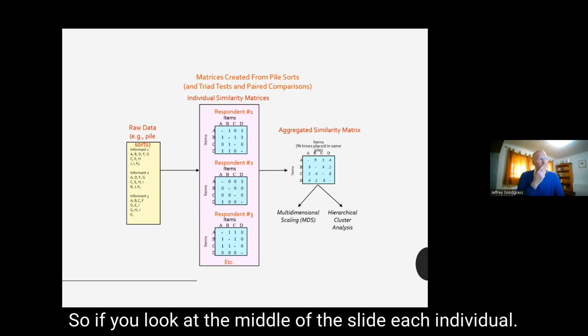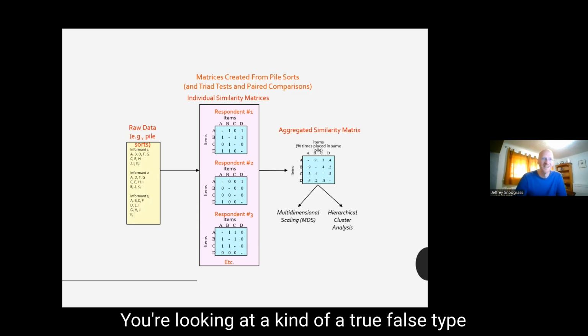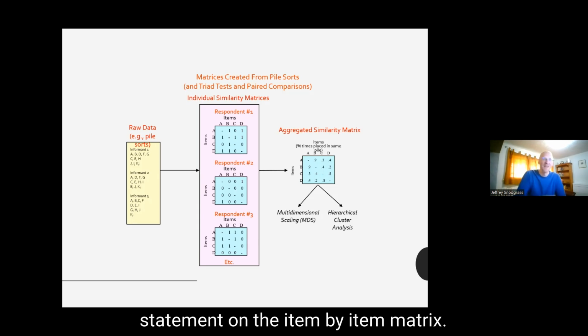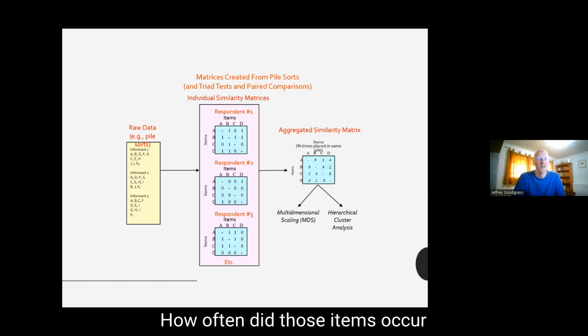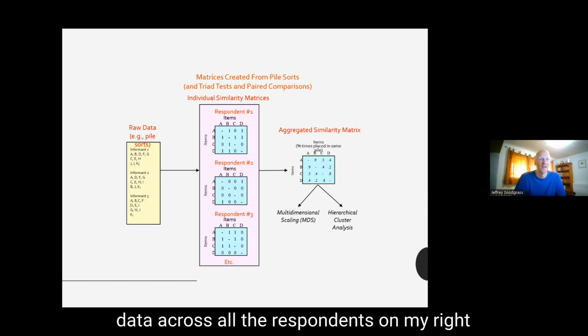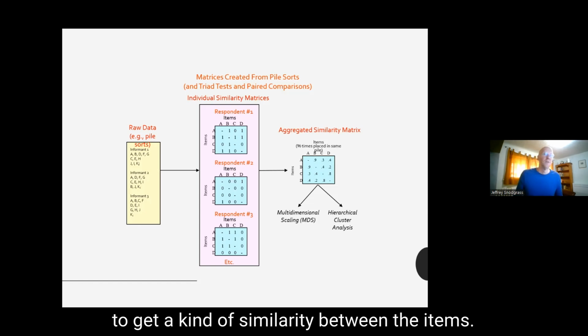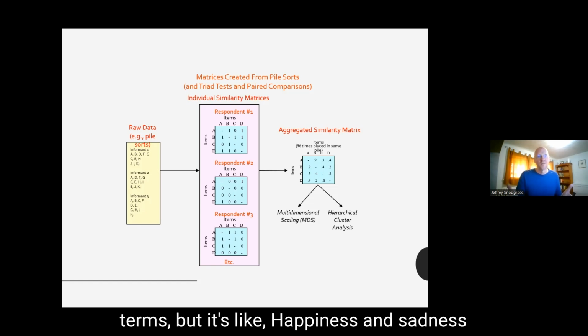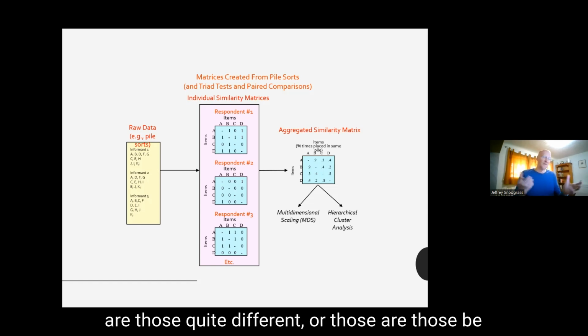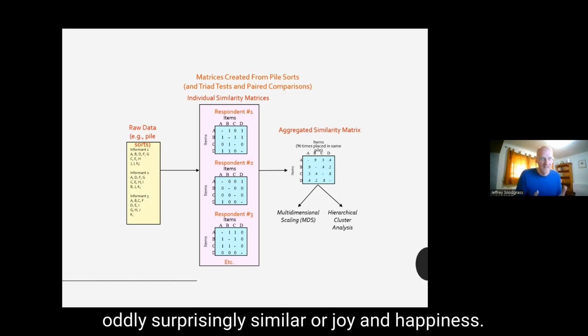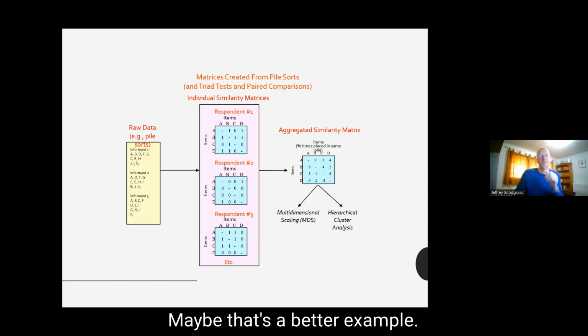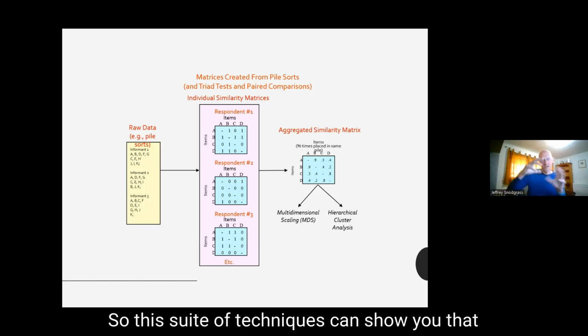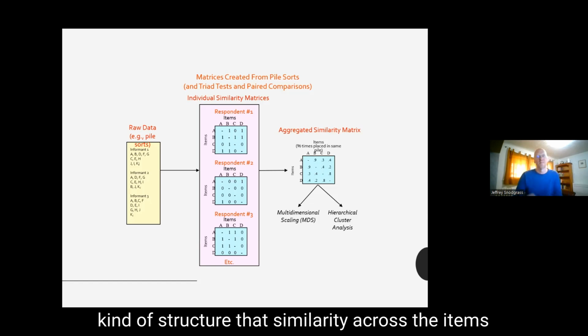If you look at the middle of the slide, for each individual, you're looking at a kind of true-false statement on the item by item matrix. How often did those items occur together for that particular individual? And then finally, you're aggregating all that data across all the respondents on my right, to get a kind of similarity between the items. In a moment, I'm going to talk about emotion terms, but it's like happiness and sadness. Are those quite different? Or would they be oddly, surprisingly similar? Or joy and happiness? Maybe that's a better example. So this suite of techniques can show you that kind of structure, that similarity across the items.